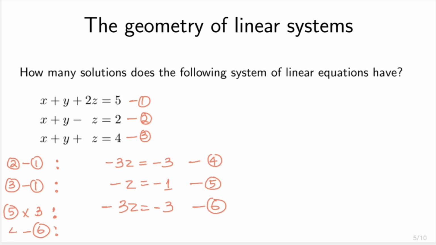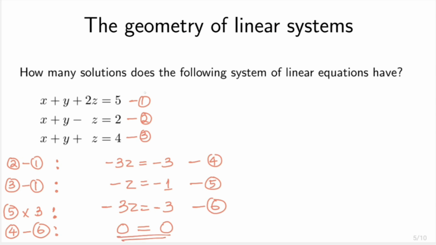Equation 4 minus equation 6. When we do that, we have minus 3z minus minus 3z, so that gives us 0. Then we have minus 3 minus minus 3, also 0. So by subtracting equation 6 from equation 4, we end up with 0 equals 0.